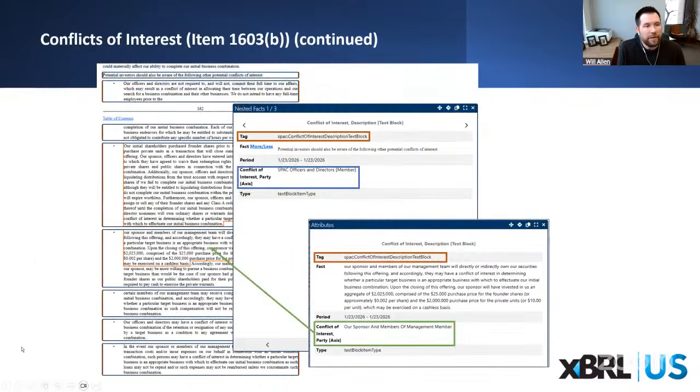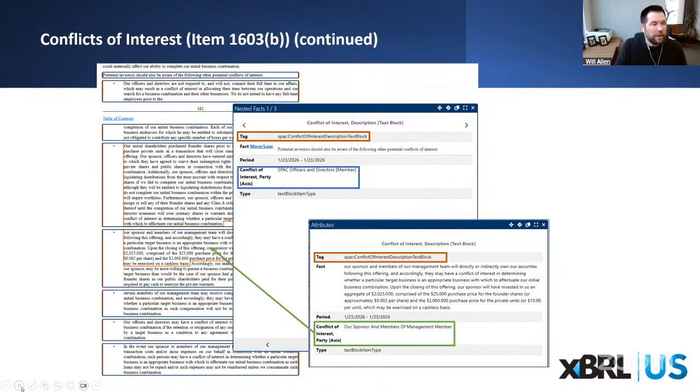I have a very small example here of some of the conflicts of interest that could be tagged as part of 1603. So there's two sections, one inside of the other. They're both tagged with the SPAC conflict of interest description text block, and it basically bullet points each of the potential conflicts of interest. And then they are further dimensionalized.